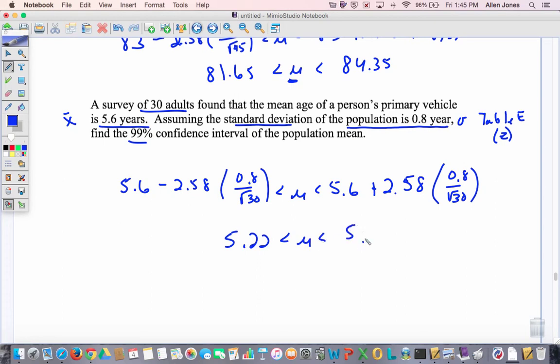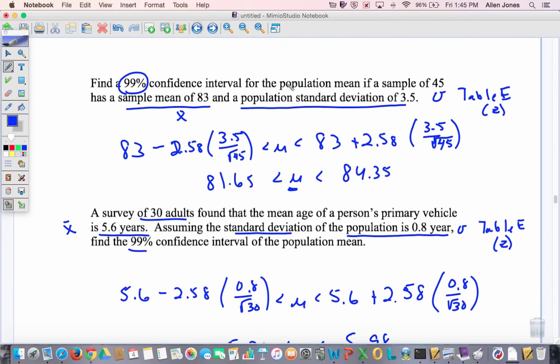And if we make that calculation, we have 5.22 to about 5.98. We're 99% sure the average age of somebody's primary vehicle falls between 5.22 and 5.98. Okay, so there's a look at our confidence intervals.